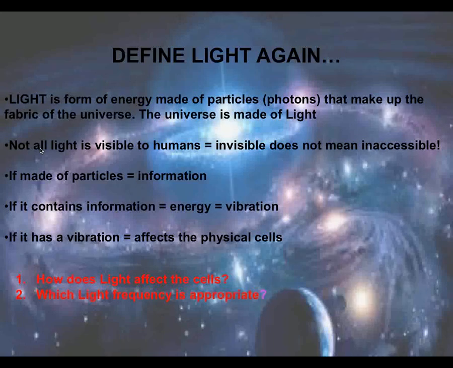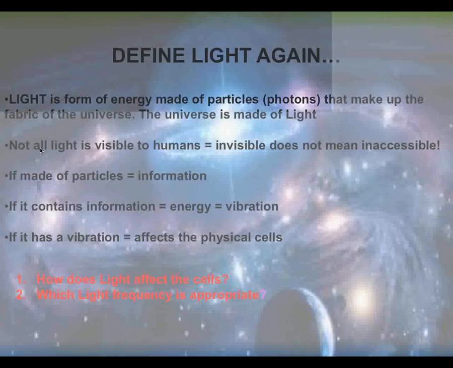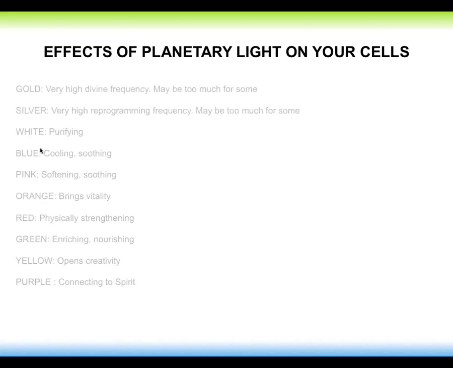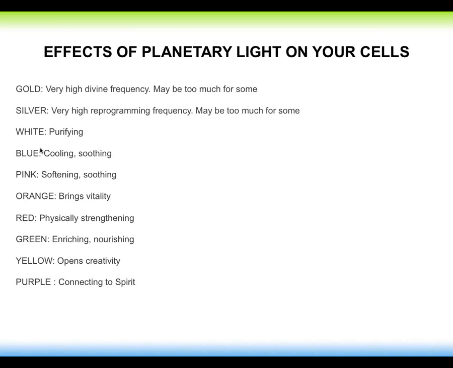But first, let's see some of the very basic effects of planetary light. When I say planetary, again, it's using the 3 primary colors. And how does using this form of light affect your physical cells? Let's talk about certain colors that are the most common. For example, gold has a very, very high frequency. It's actually quite cosmic, but it's a tiny, tiny portion of what really is beyond the Earth plane and the planetary light spectrum. So it's quite strong.